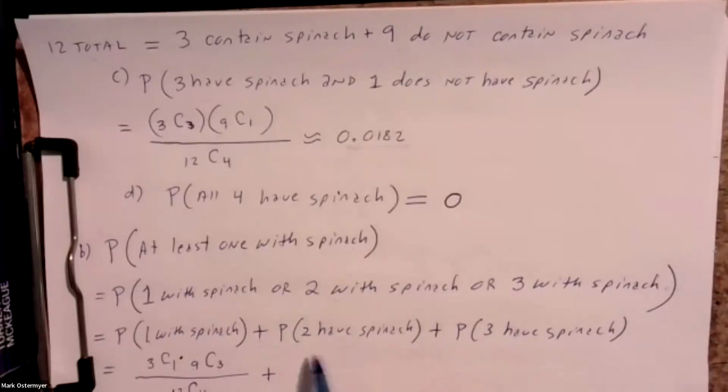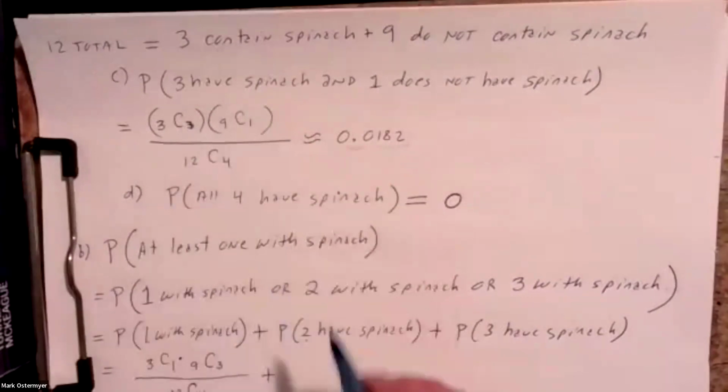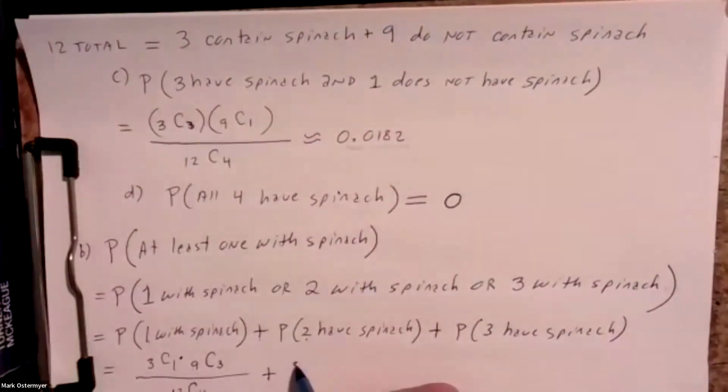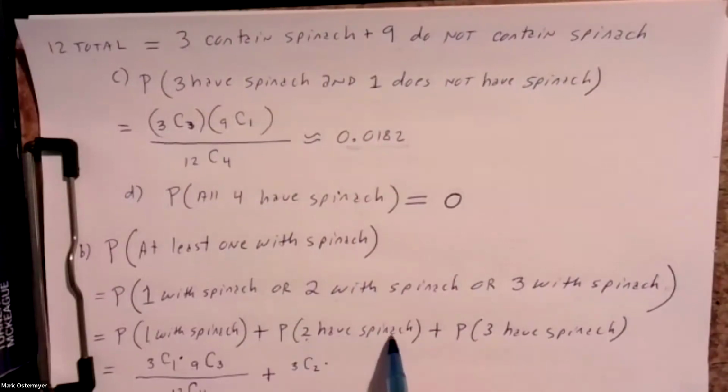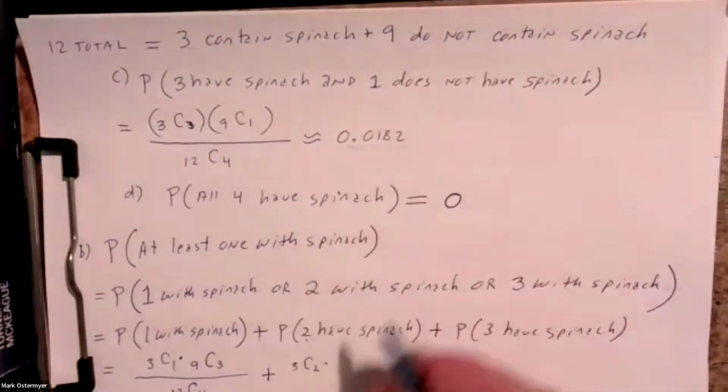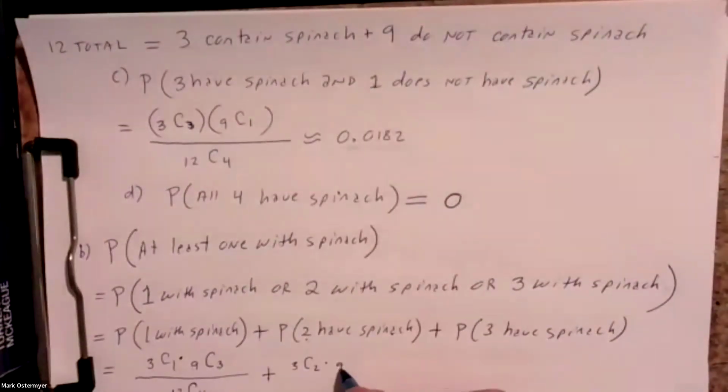Plus, what's the probability of choosing exactly 2 that have spinach? Well, how many ways can I choose 2 entrees that have spinach from 3 available if order doesn't matter? That'll be 3 combination 2 ways, times, well, to choose 2 that have spinach is also to say I would have to choose 2 that don't have spinach. So how many ways can I choose 2 that don't have spinach from 9 that are available if order doesn't matter? That'll be 9 combination 2 ways, all over 12 combination 4.